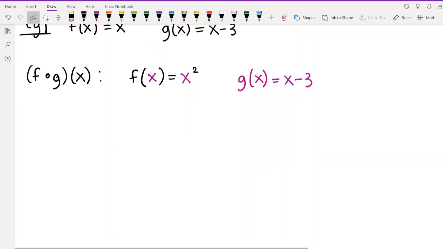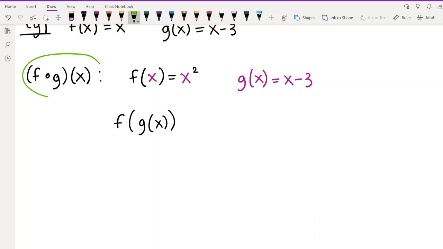Okay, so how do we actually do this? Well, we know that f composed with g of x means we're going to take g and plug it into f of x, right? As soon as you see this, you want to rewrite it like that.